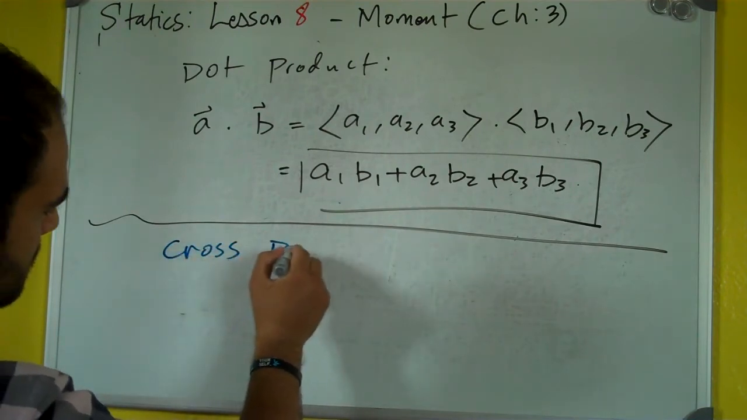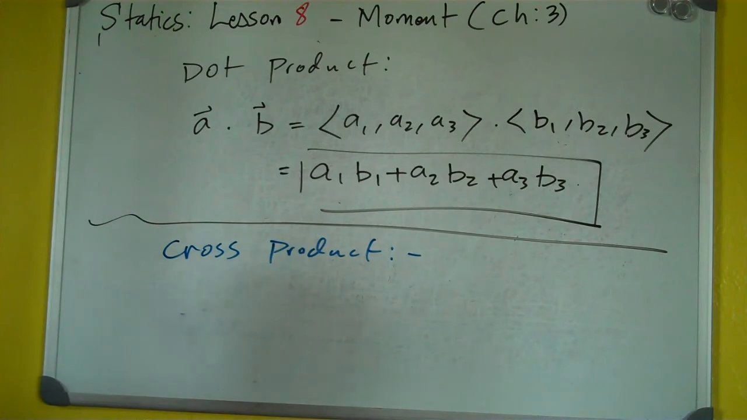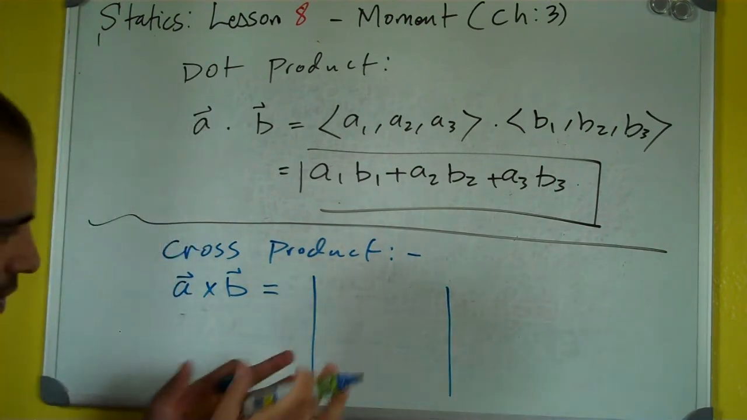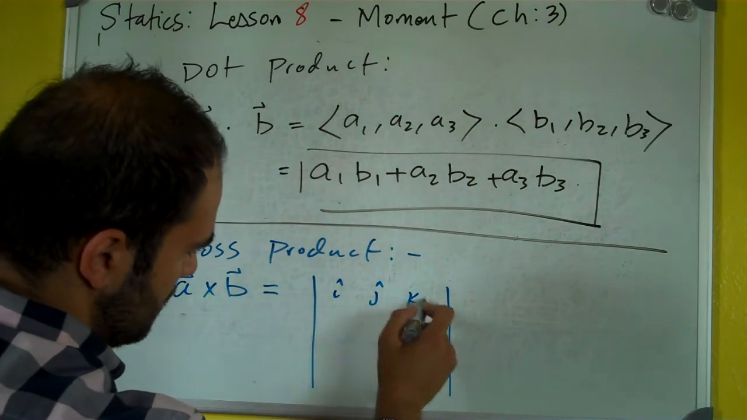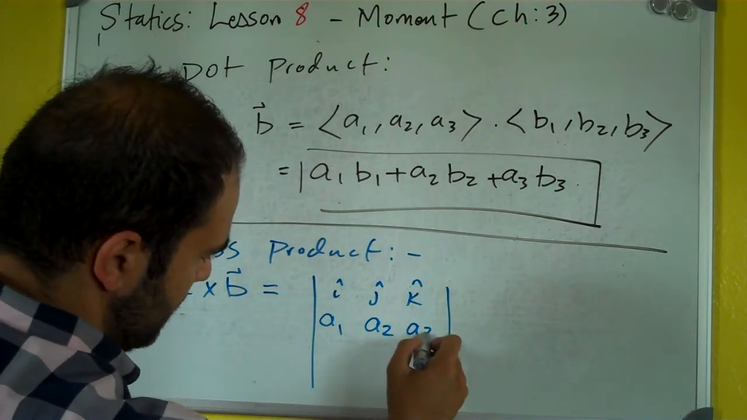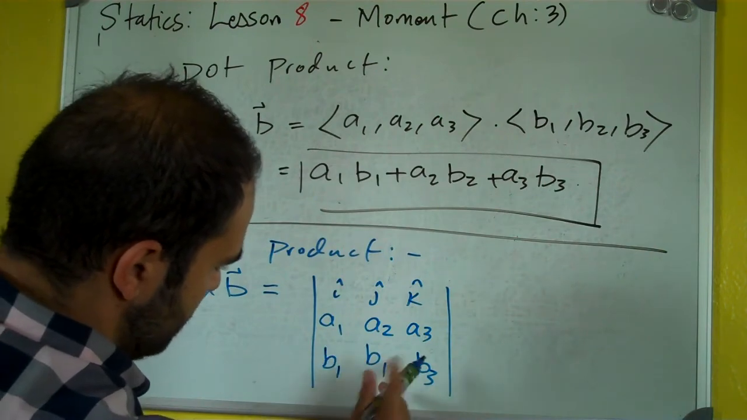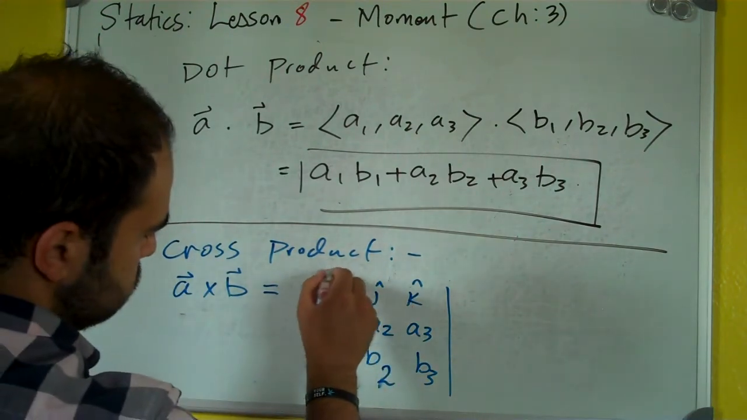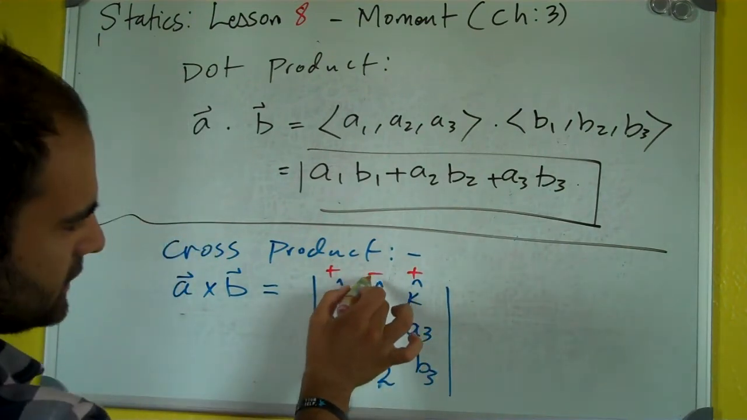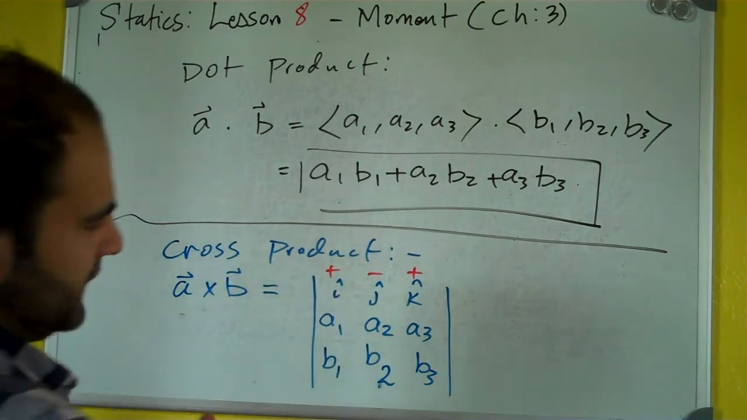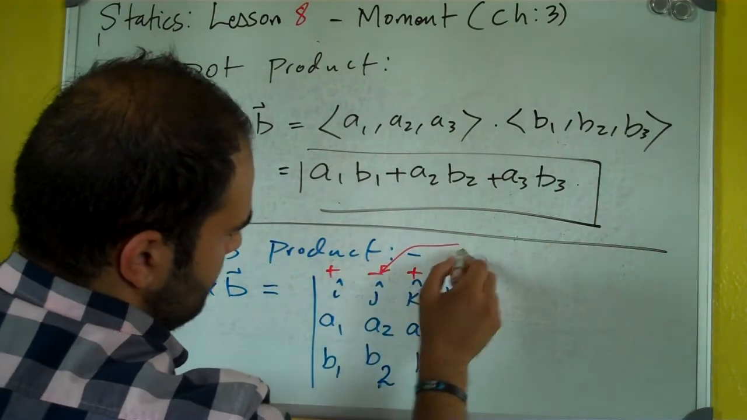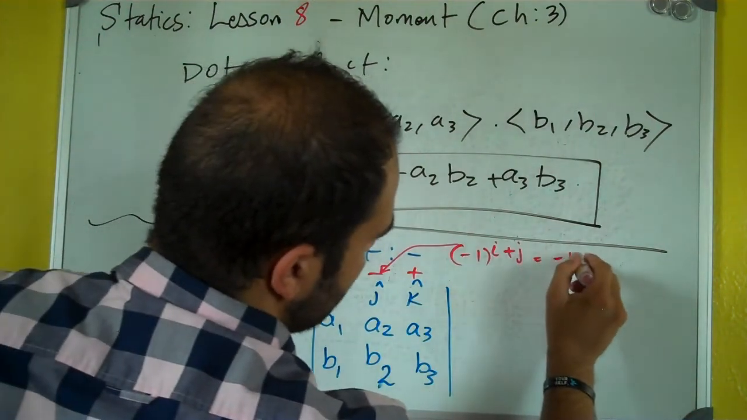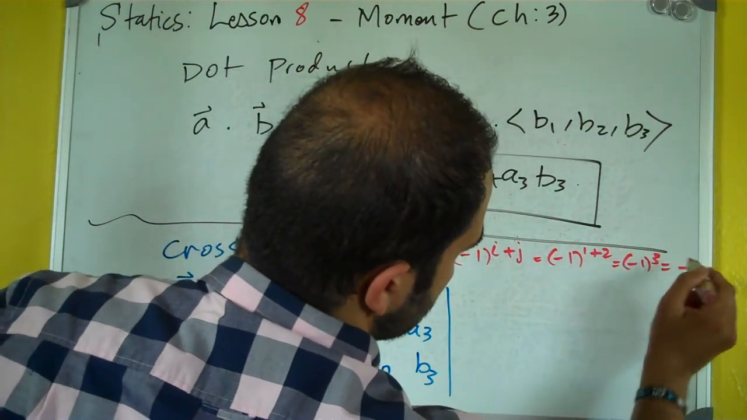Cross product: A cross B equals. The way I teach it, the way I learned it is this: i, j, k, A1, A2, A3, B1, B2, B3. You go to the i component. First I do plus, minus, plus. The reason behind minus is linear algebra. If you're interested in that, let me know, I could explain it to you. It's just simply this: number of row 1, number of column 2. Negative 1 to the 1 plus 2 is negative 1 to the 3. It's negative 1.